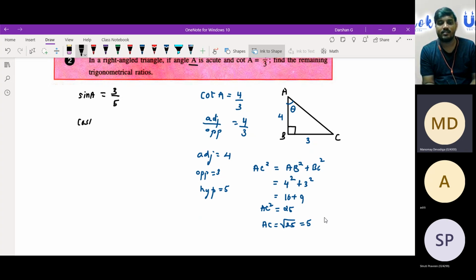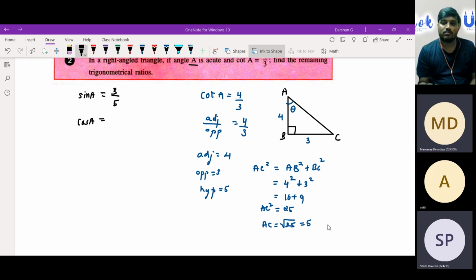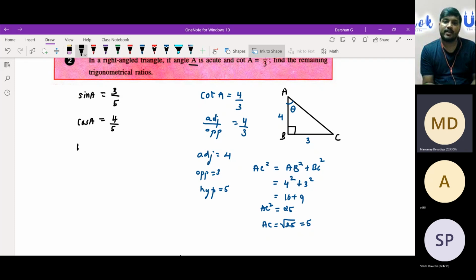Any others apart from Aditi can tell the answer for cos A. Sir, cos A is 4/5. 4/5 is correct. Tan A, Manomai. Tan A is easy. It's just the reciprocal of cot A. You've got 4/3, so this is 3/4.